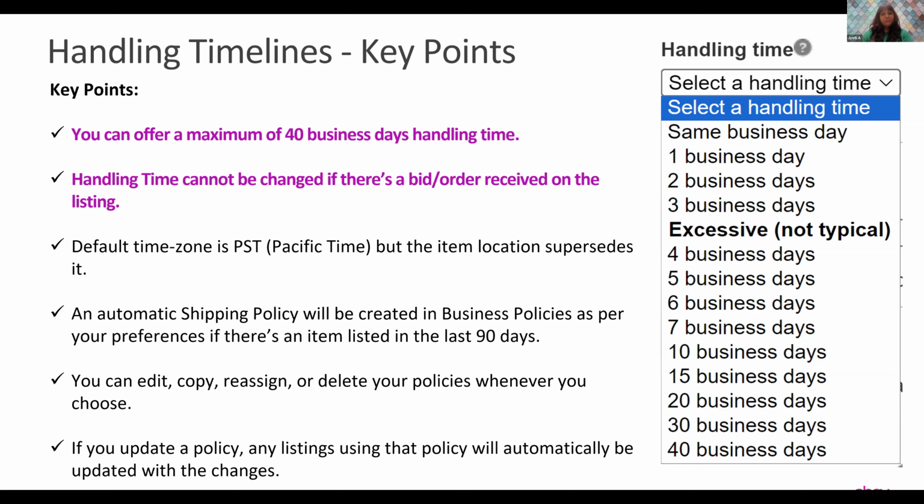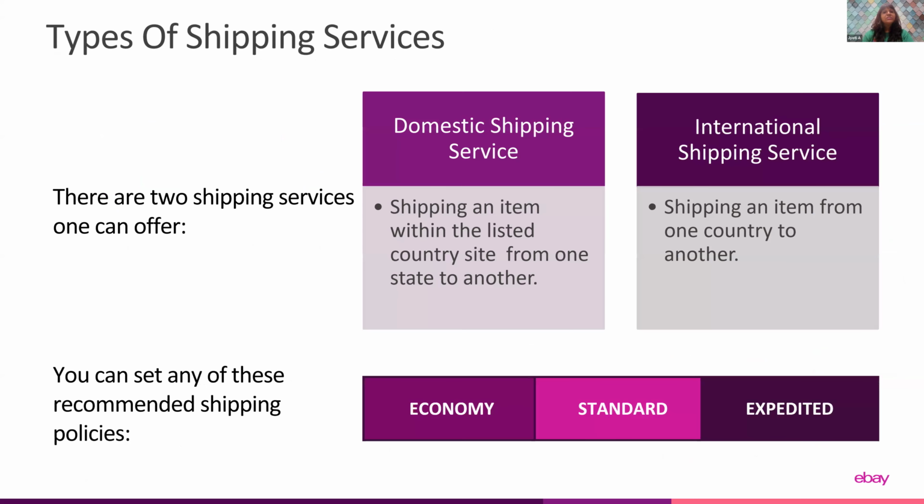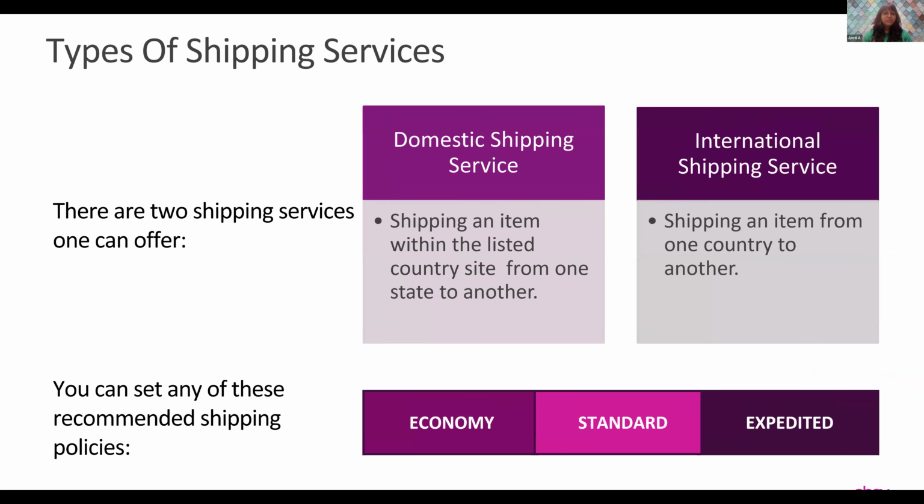Now we are done with what is order management. We are done with managing orders via Seller Hub. We are done with considerations affecting order management, under which we have completed customs and we have completed understanding handling time. Now let's move to the next consideration that may affect the way you are managing the orders that you have received, which is types of shipping services. While listing your item, you get the option to specify the shipping services and the shipping policies.